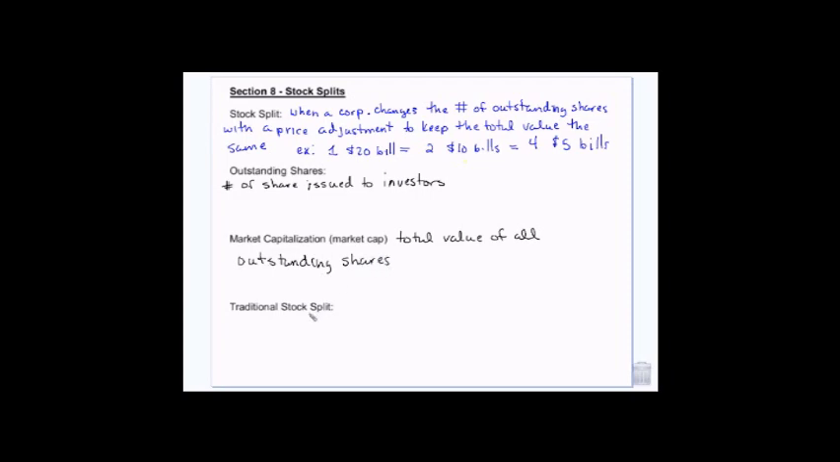So in my example, where my company has 100,000 shares outstanding and they're worth $1 each, my market cap is $100,000. And my outstanding shares are 100,000 shares. In a traditional stock split, the number of shares goes up and the value of each individual share goes down.